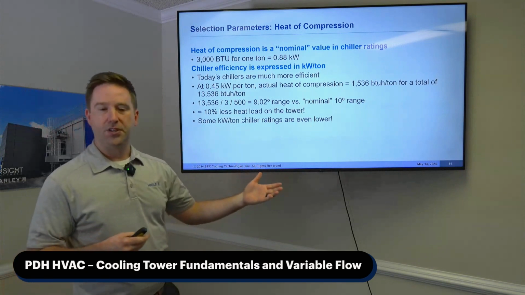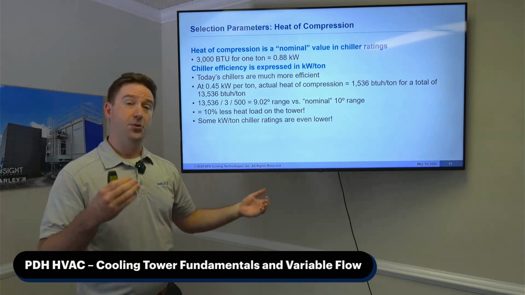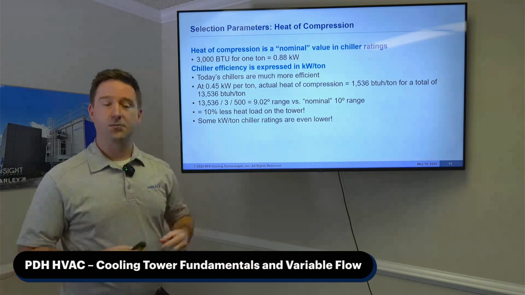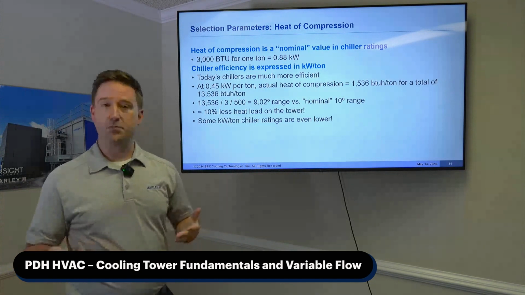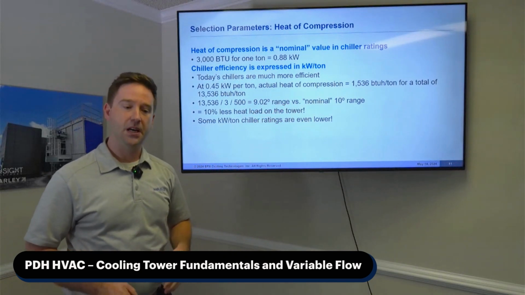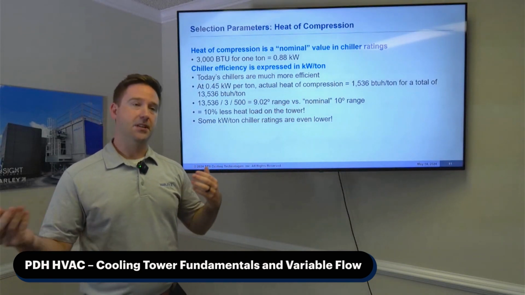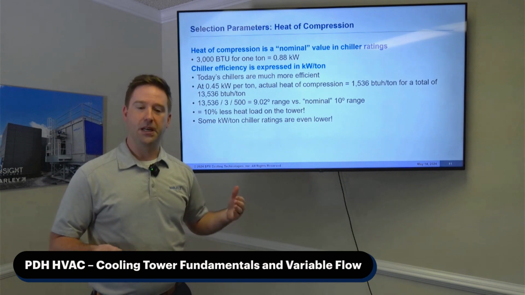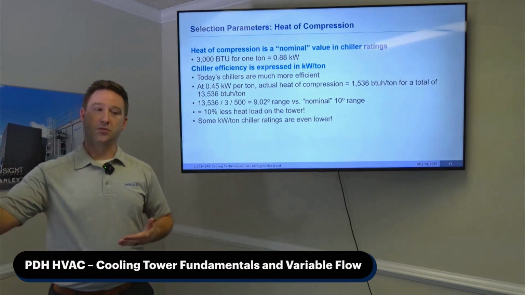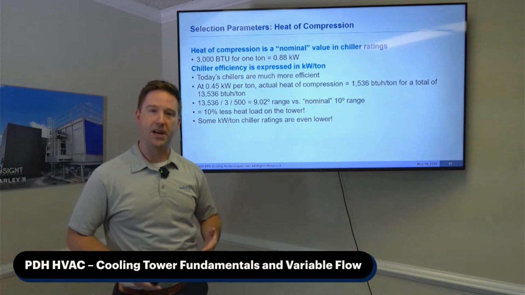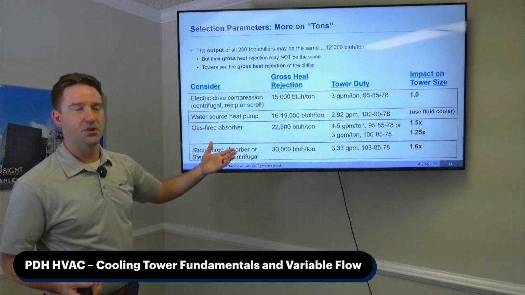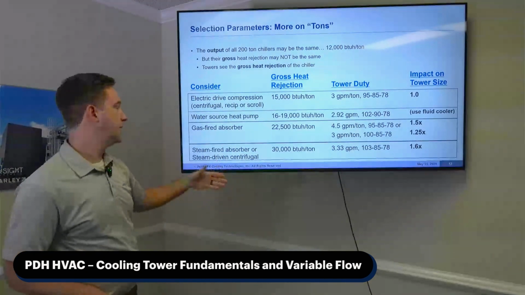Now, that 3,000 BTUs, that was kind of nominal. Chillers have gotten much more efficient. So in today's world, it might not be 3,000 BTUs for that heat of compression. It might be closer to 1,500 BTUs for that heat of compression. And so if you designed with 3,000 BTUs in mind, you might be a little bit oversized on the cooling tower side, which might not be a bad thing, but it's good to understand.